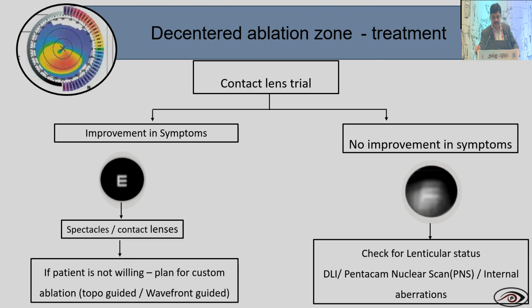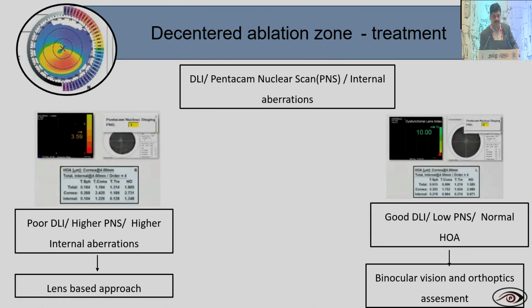wavefront-guided treatment. Always, when you're doing this, you should look for the lenticular status, especially in those having eye trace. No financial disclosure. Look for the dysfunctional lens index, also look for the nuclear scan, and also look for the internal aberrations. So if you already have a decentered ablation zone, and the patient is having a poor DLI and higher internal aberrations, then you should never touch them with the excimer laser. Rather, you should go with the lens-based approach.